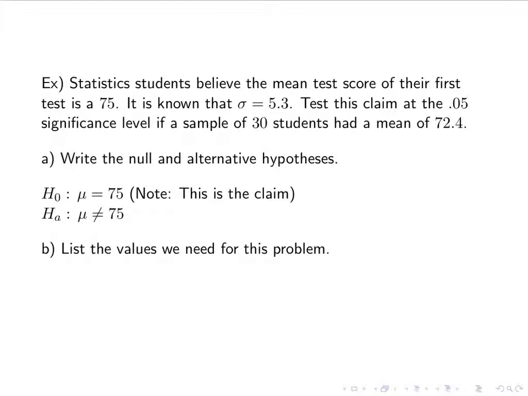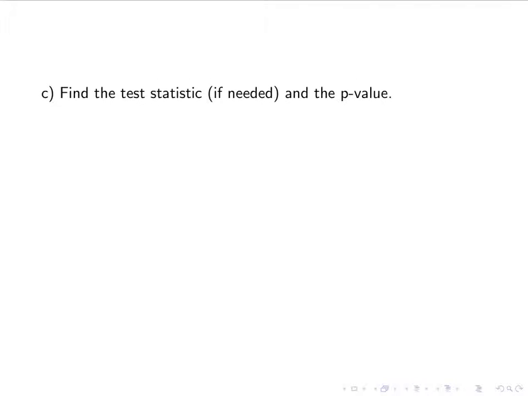So list the values we need. X bar is 72.4, n is 30, we're given sigma, it's 5.3, and alpha is 0.05. So since we're given sigma, we can use the normal curve, not the student t-distribution, and I don't have degrees of freedom. C, find the test statistic if needed and the p-value. So there is no test statistic needed.